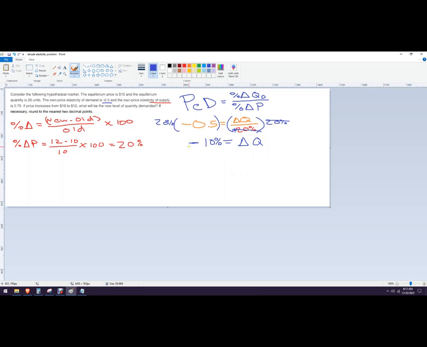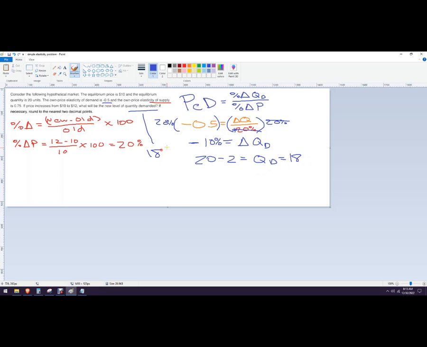So that means that we're going to have 10% lower on the quantity demanded, so you can just multiply 20 times 10%. And so 10% of that is 2, so we'll have 2 less. So we were at 20. I'm going to subtract 2. So the actual quantity demanded is now going to be 18. Okay, so the answer to this one is 18.